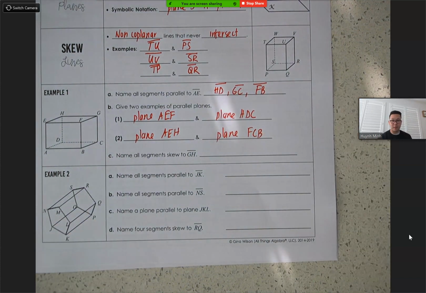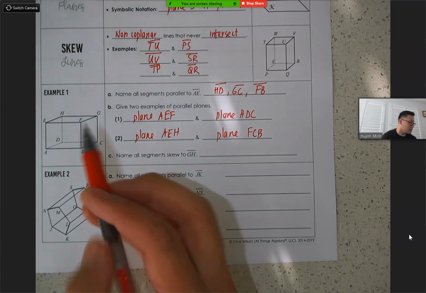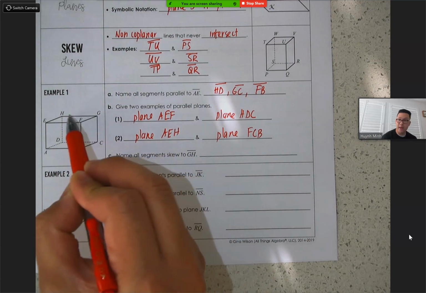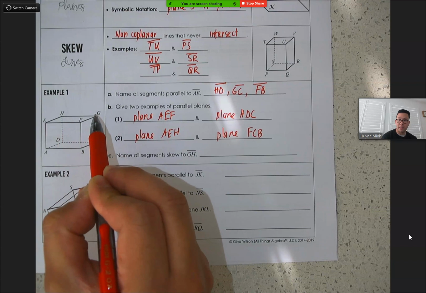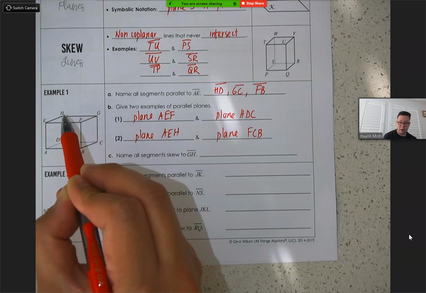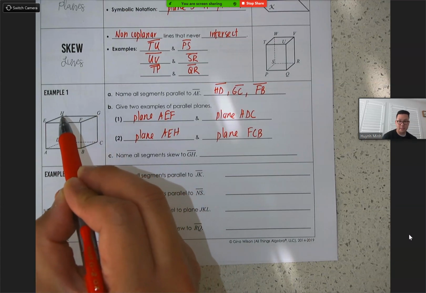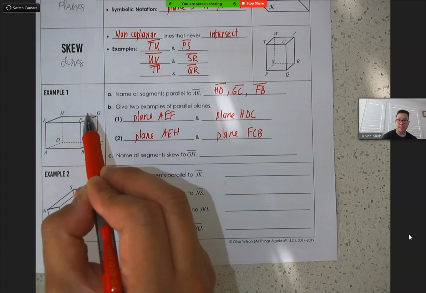Alright, last one, right? It says name all the segments that are skewed to segment GH. So let's hunt for GH. GH is this back piece right over here, right? So when we're doing this back piece, we have to figure out all the pieces that are not going to be touching or going in the same direction.